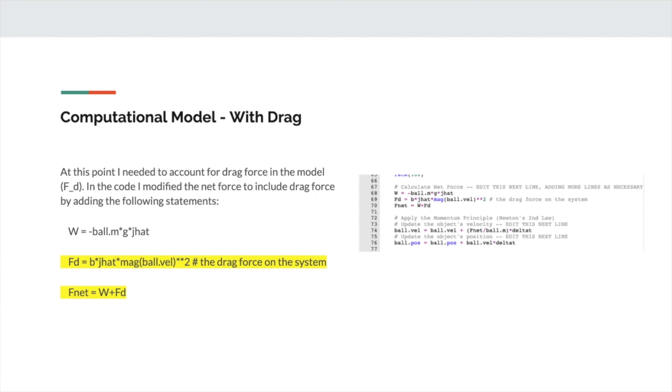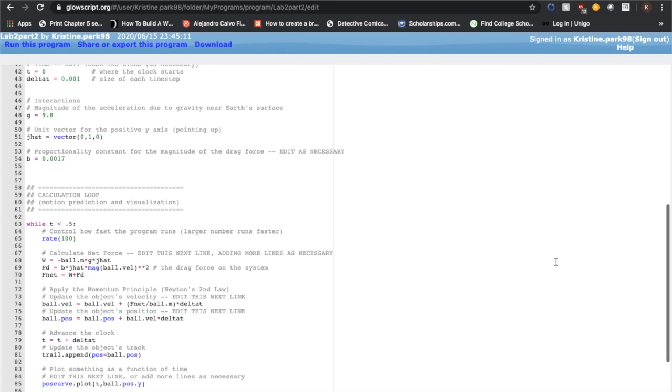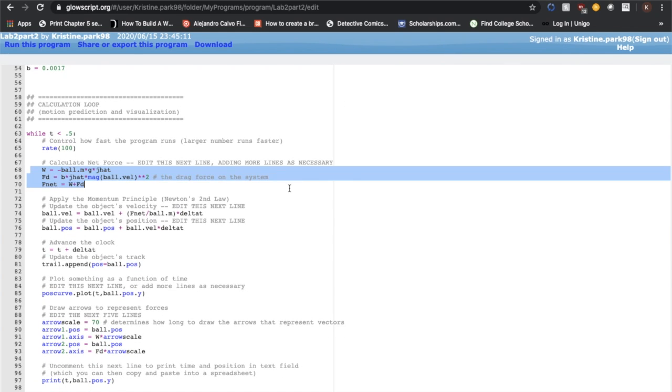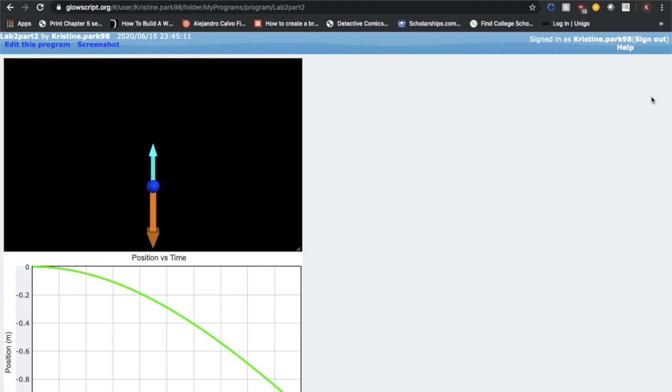So the next step for me was to start creating a computational model that accounted for gravity as well as drag force. To do this, I focused on modifying one section of the code, which was the net force. Previously, net force was just equal to W, the weight force, but in this case we know that there is another force we have to account for, which is drag force. And we also have a basic understanding that the drag force is proportional to the square of the speed of the object. So I added a line which stated that FD was equal to B times the unit vector times the magnitude of the ball's velocity squared. And these are my results.